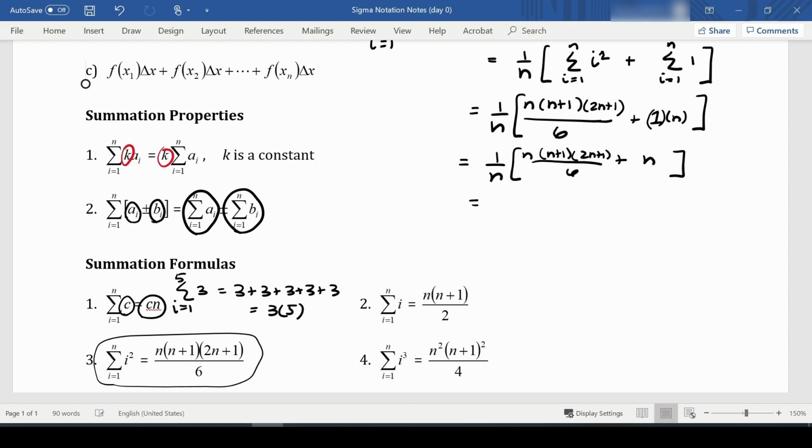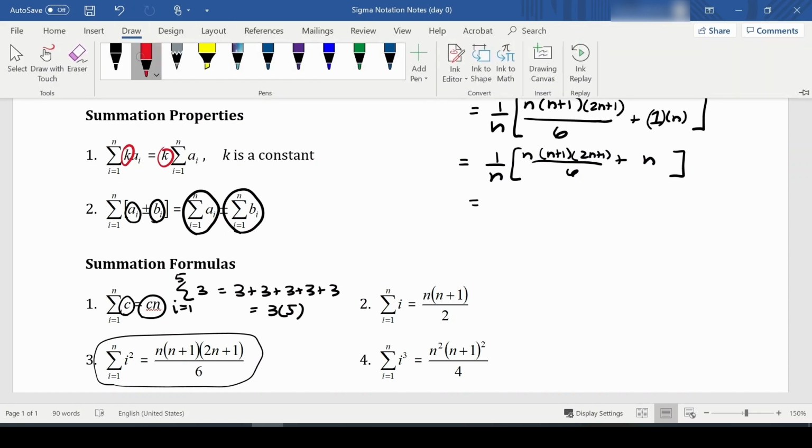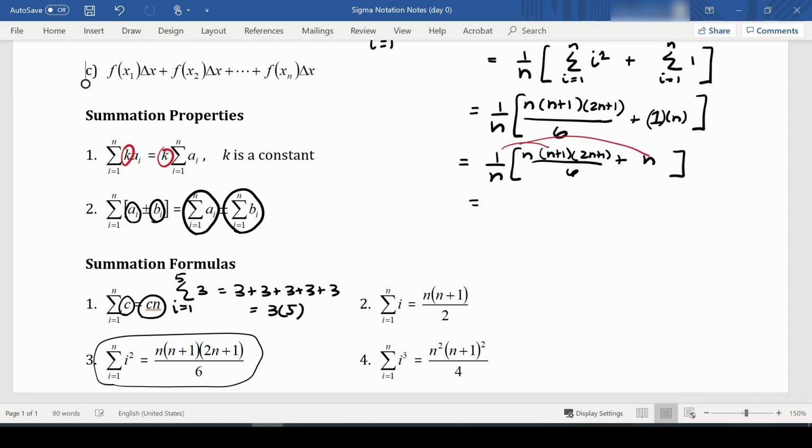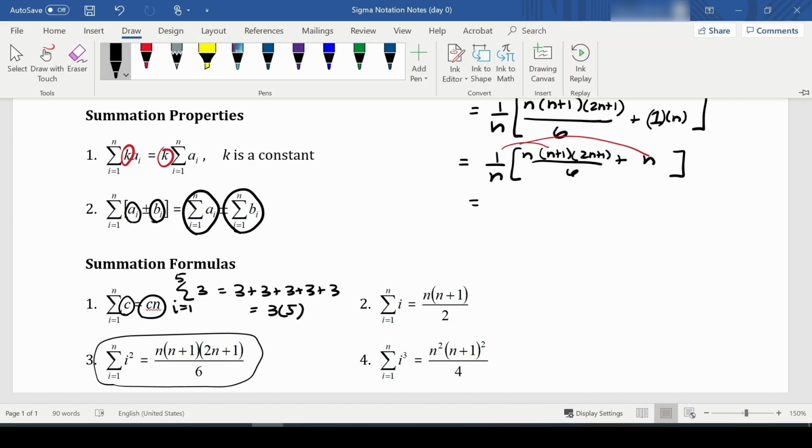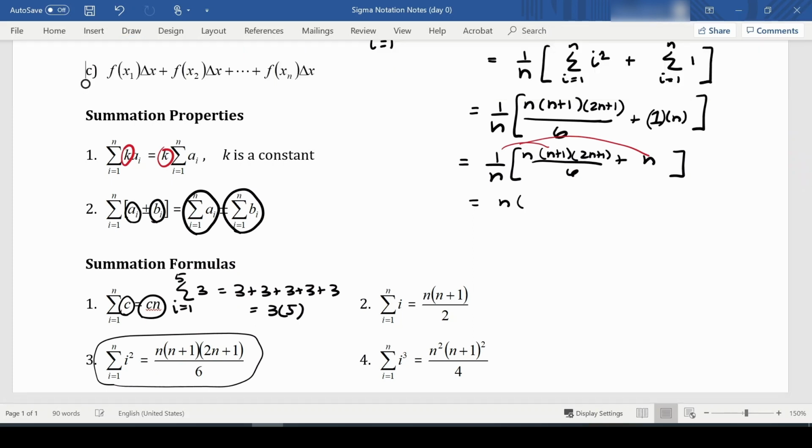And now I can distribute my 1 over n back in. So I can distribute this into my brackets. When we do that, hopefully we notice that the n's are going to cancel out because I'm going to end up with n times n plus 1 times 2n plus 1 over 6n plus n over n, which is going to give me n plus 1 times 2n plus 1 over 6 plus 1.